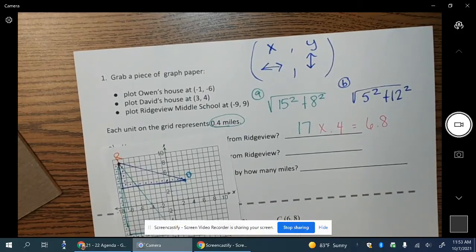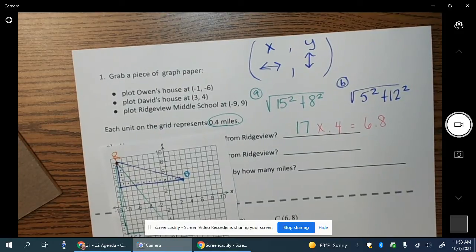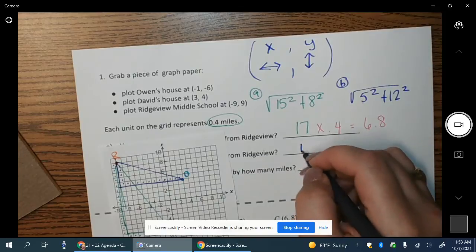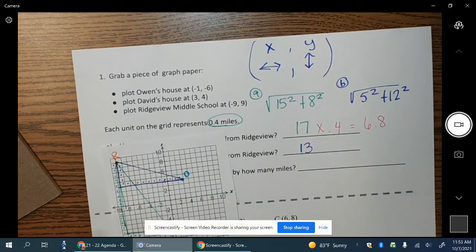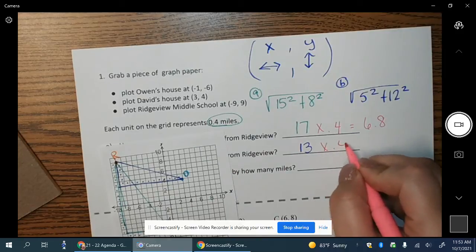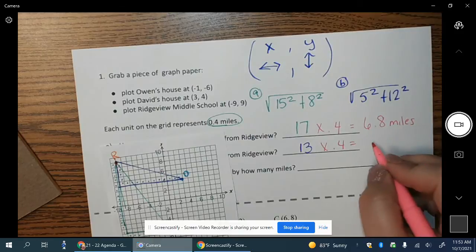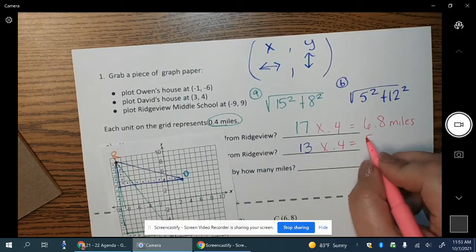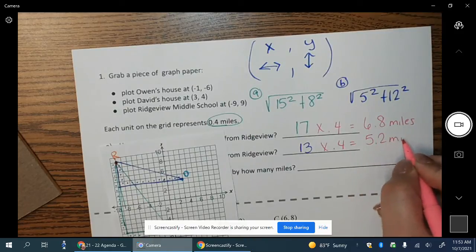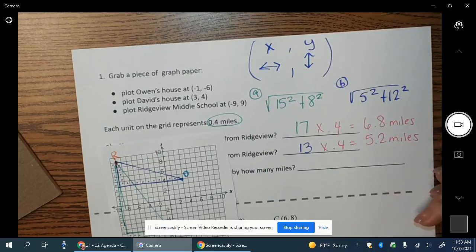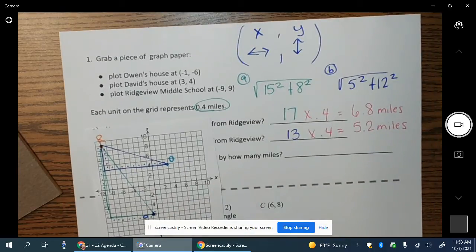So now 5 squared plus 12 squared, square root is 13. Is 13 my answer? No, I have to do what? Times it by 0.4. What do you get? 5.2 miles. So we're doing the exact same thing. We're just changing that scale factor. We're multiplying it at the end.